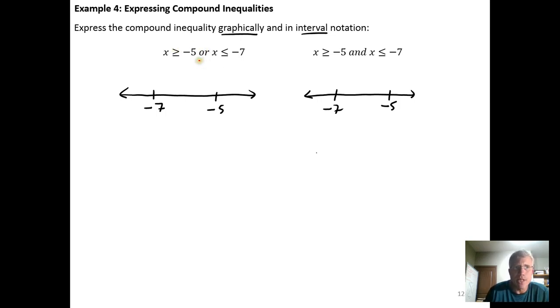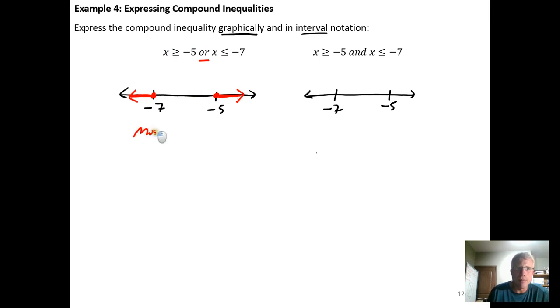So for the or statement, remember, this means if either of the two things is true, x is true. So x greater than or equal to negative 5. That would be, because of the equal to, a boundary there. And less than or equal to negative 7. There's a boundary right there. To be less than or equal to negative 7, x can live anywhere down here. And to be greater than or equal to negative 5, x would need to be going this way.